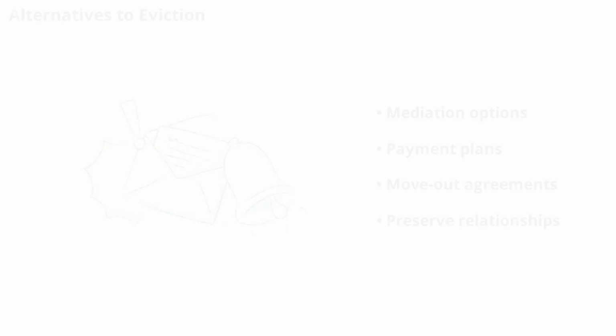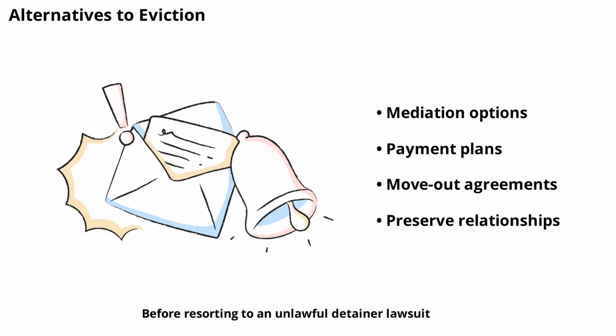Before resorting to an unlawful detainer lawsuit, landlords and tenants may consider alternatives. These can include mediation, payment plans, or negotiating a move-out agreement. Mediation allows both parties to discuss their concerns with a neutral third party and often leads to mutually beneficial solutions. Exploring alternatives can save time, money, and stress for everyone involved and may preserve the landlord-tenant relationship.